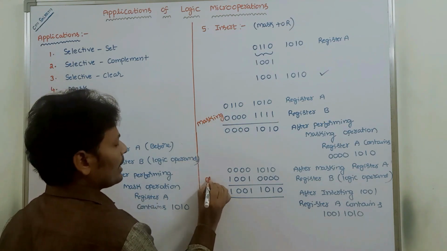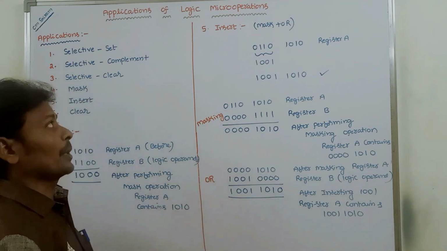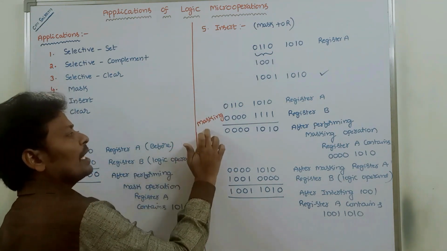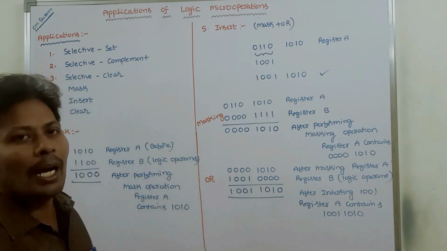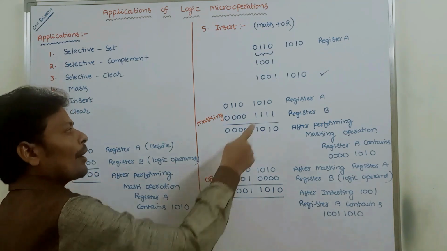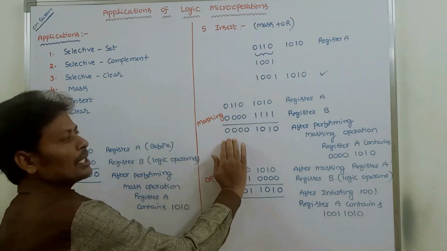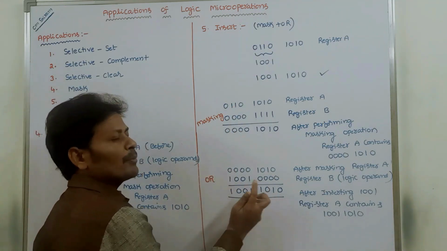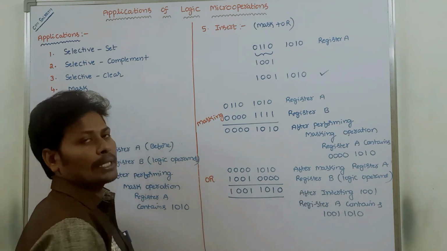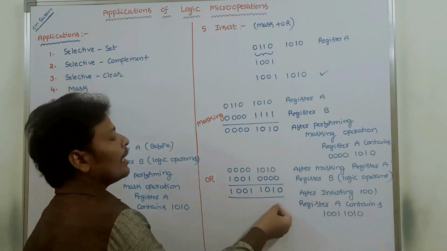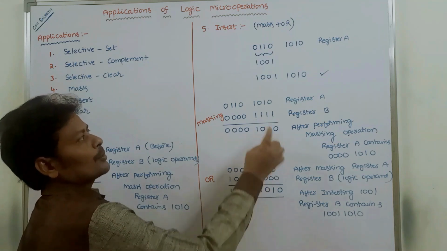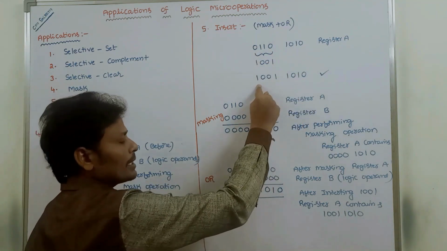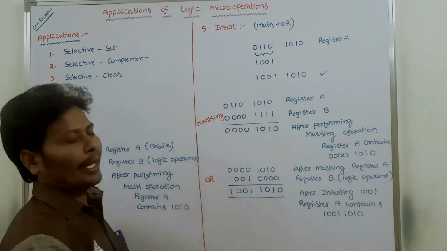This operation can be called as OR operation. So insert operation is nothing but combination of masking operation and OR operation. After performing masking operation, this is the result we are getting. With that result, we have to perform the OR operation with logic operand. Then we are getting this is the result. So after performing insert operation, this is the result we are getting. This result and this result both are equal.